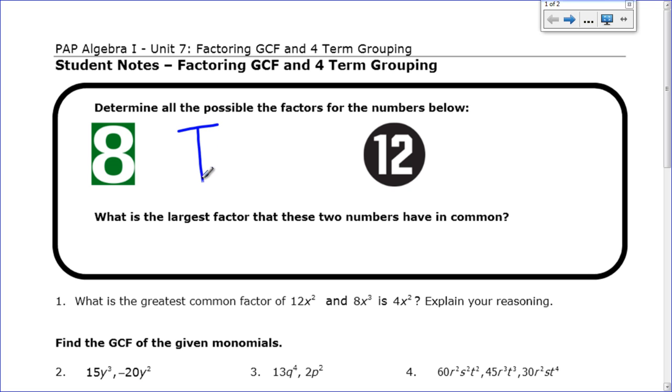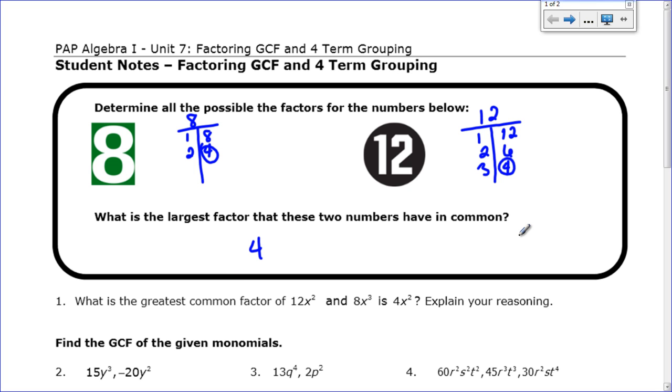To find the greatest common factor, we make this T-chart, and we're going to list all the factors of 8. There's 1 and 8, there's 2 and 4, and then we repeat, we get 4 and 2, so now we've got them all. Then all the factors of 12: we've got 1 and 12, 2 and 6, 3 and 4, and so now you've listed them all. The biggest number that both of these have in common is this 4. So the greatest common factor of 8 and 12 is 4.